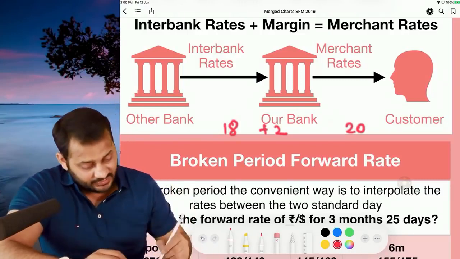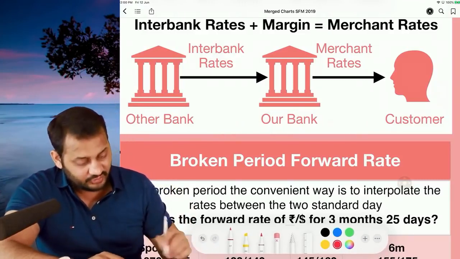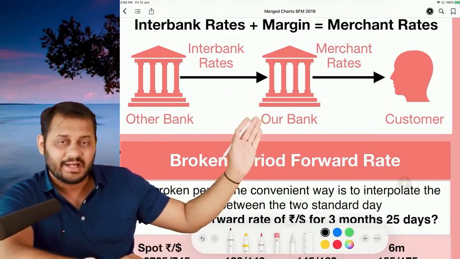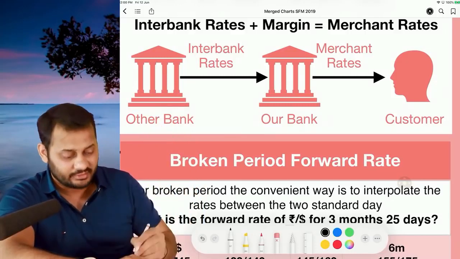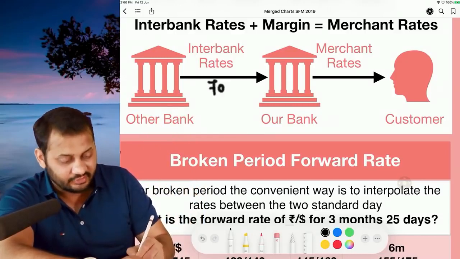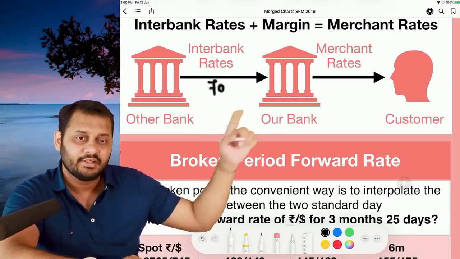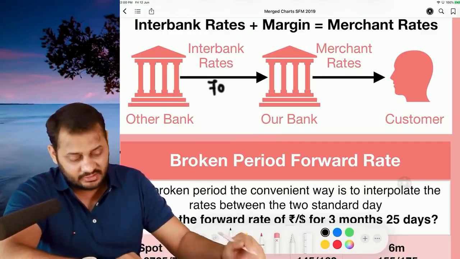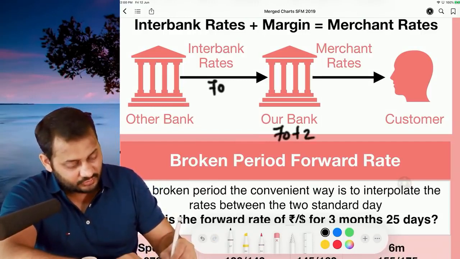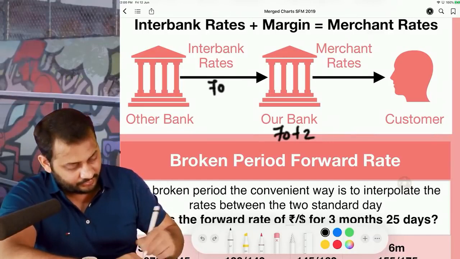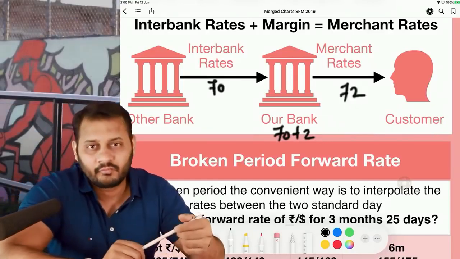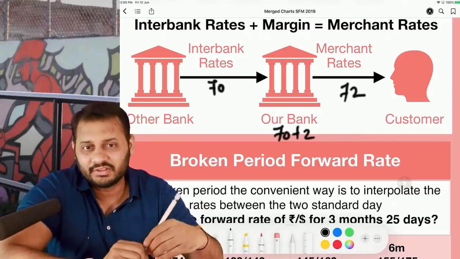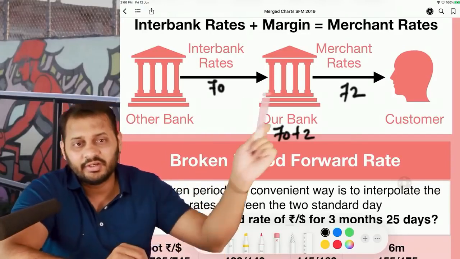In the same way, let's say the dollar has to be purchased by the customer. This bank will buy the dollar in the interbank market, and the interbank rate is, let's say, 70 rupees per dollar. The same rate will not be quoted to the customer. The margin will be added to that. So it will become 70 plus 2, that is 72. So the rate quoted to the customer will be 72. So there will be 2 types of rates given in the question: either interbank rates or merchant rates.